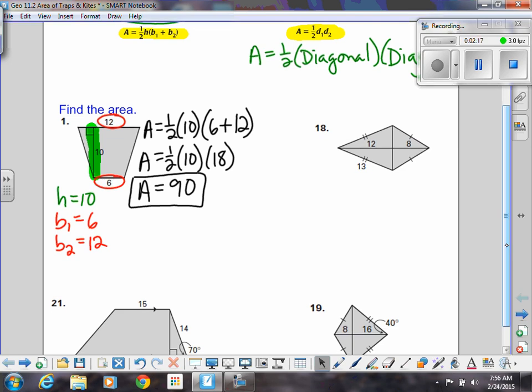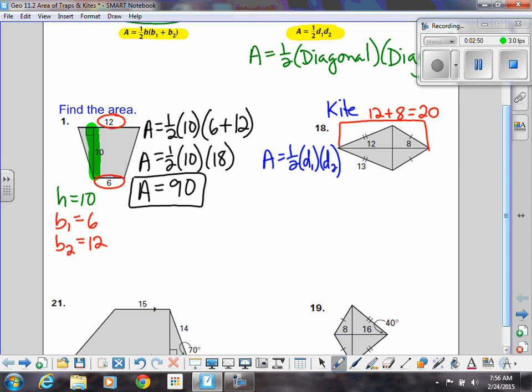So in this number 18 here, we know this is a kite because I have 2 pairs of consecutive sides that are congruent. Okay, and so for the area of a kite, I need to know the length of the diagonals. I have to do 1/2 D1 times D2. Well, let's look at what we have. We have the length of this diagonal here. I'm going to be doing 12 plus 8, so that would be 20.